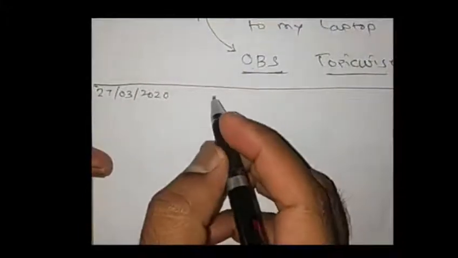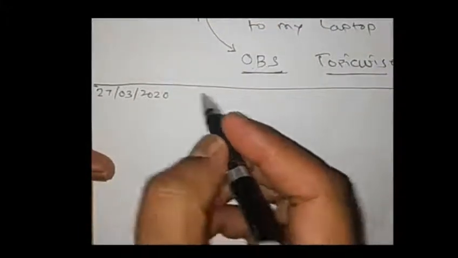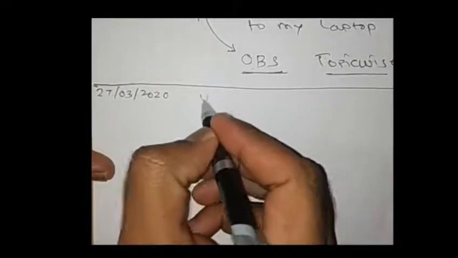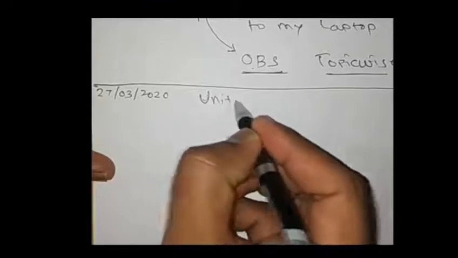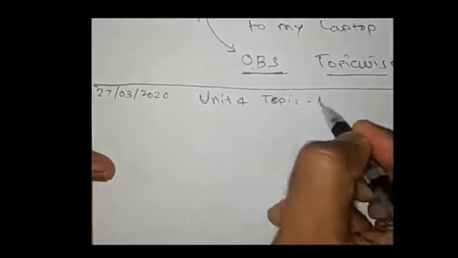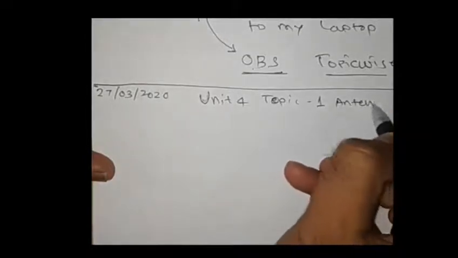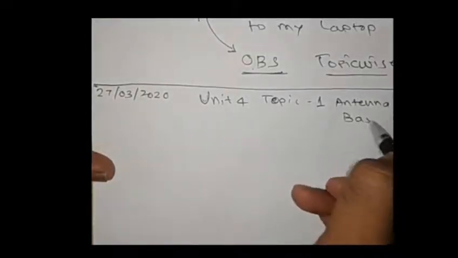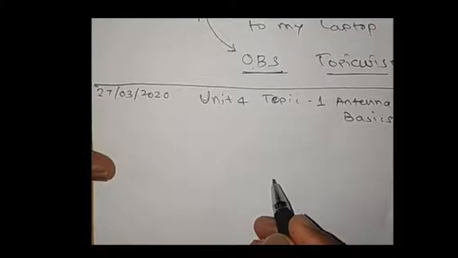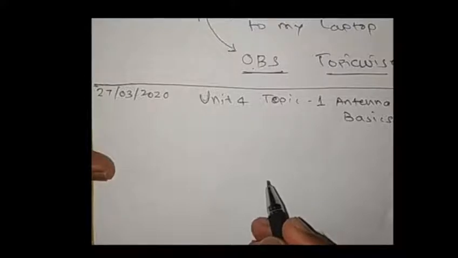Good morning. Welcome to the first lecture from unit number 4 on antenna basics. As I have mentioned in my notes, from unit 4, topic 1 is on antenna basics. In this topic, we are going to discuss the definition of an antenna and the radiation mechanism of all the types of antennas. Irrespective of the type of antenna, the radiation mechanism is the same.